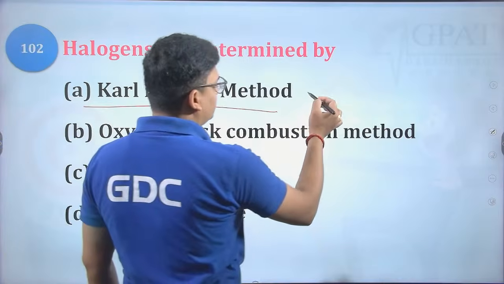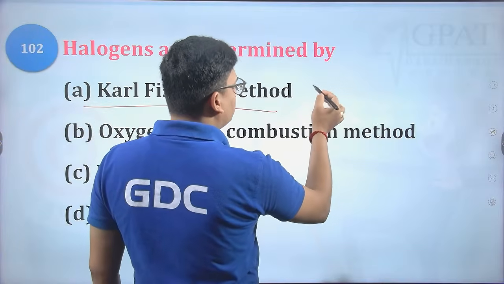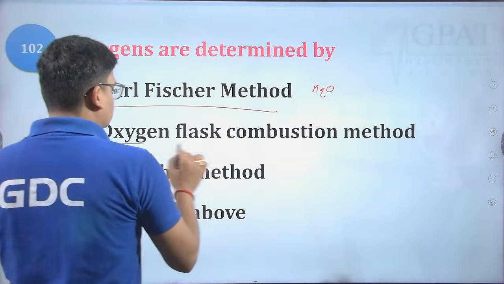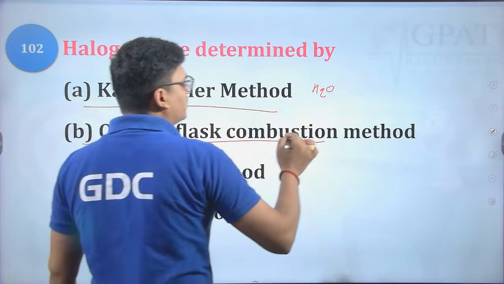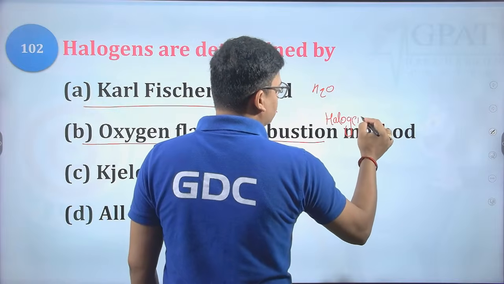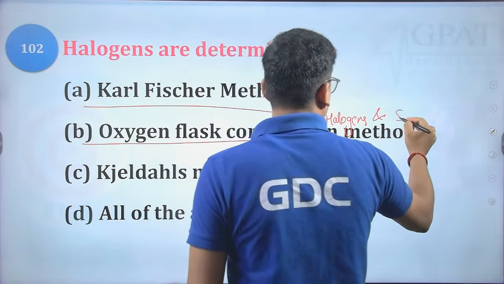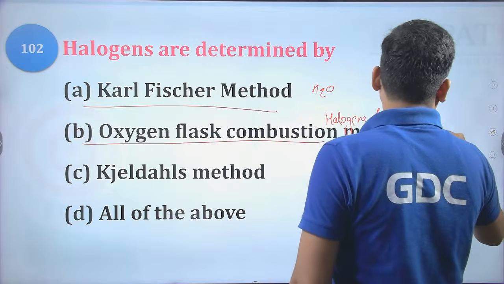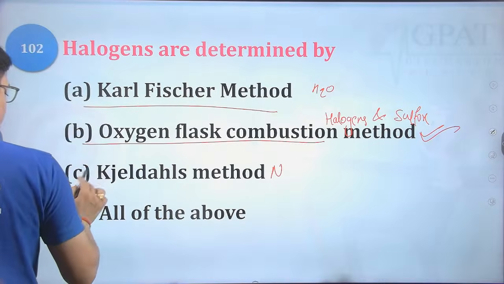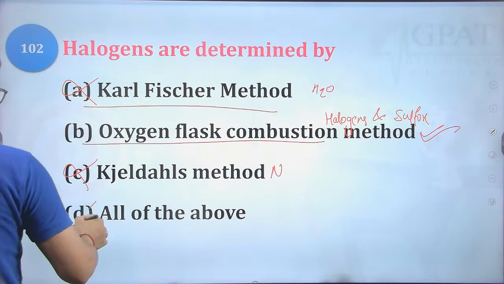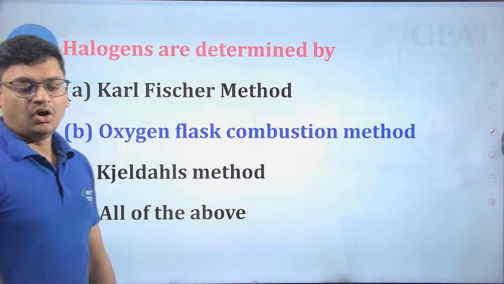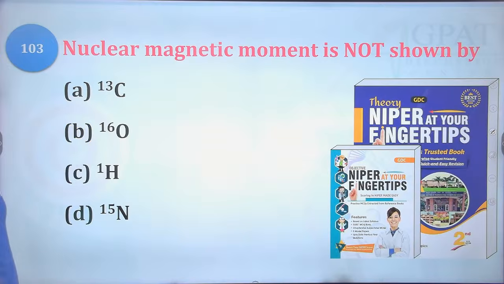Halogens are determined by the Karl-Fischer method? So the Karl-Fischer method is used to measure the moisture content, that is H2O content. Oxygen flask combustion, yes, this is used for the determination of halogens and for sulfur as well. The Kjeldahl method is for nitrogen. So that is incorrect. The correct answer will be the oxygen flask combustion method.